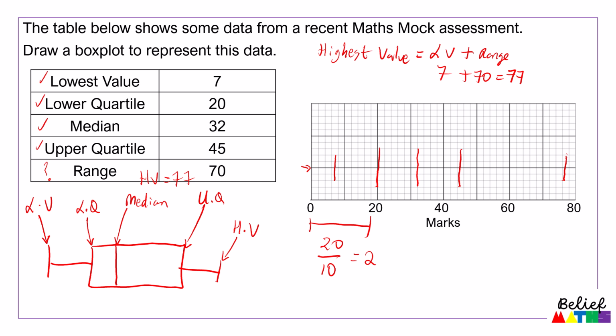Now I'm just going to draw my horizontal lines. The middle 3 lines make my box. And then I'm just going to draw these lines in here to join my tails on. And I'm finished. And I just like my tails to be a little bit shorter than the height of my box. And that will be my box plot drawn.